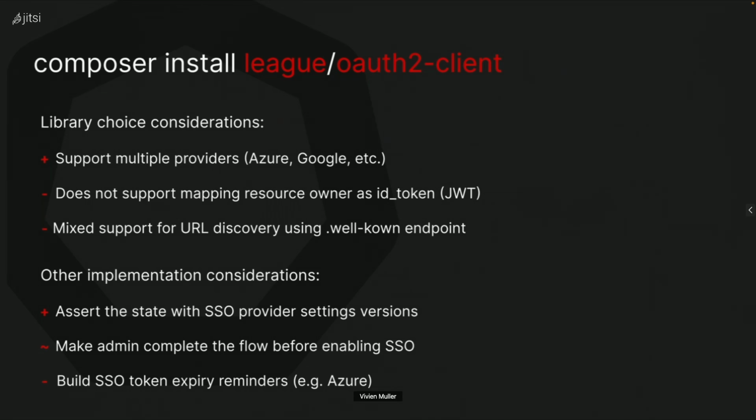One of the things that we've implemented in Passbolt is, for example, we make sure that the admin completes the flow themselves before enabling SSO. This is to prevent the admin from saving a wrong SSO setting and rolling out the SSO to their users even though it's broken. So you would want to make them play that flow and use the fact that they completed that flow to save the settings.